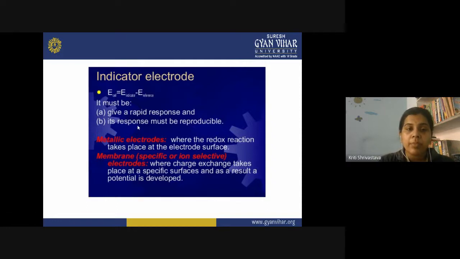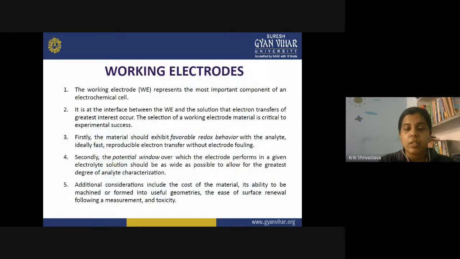So when we are using a working electrode, it can be a metallic electrode where the redox reaction takes place at the electrode surface. It can be a membrane electrode, a specific or ion selective electrode, where the charge exchange takes place at a specific surface and as a result a potential is developed. Let us look at different types of working electrodes.